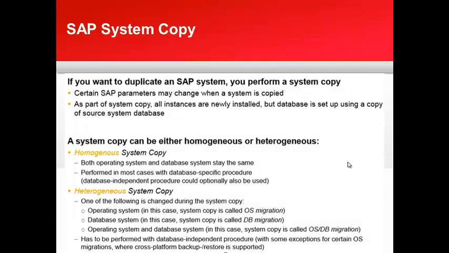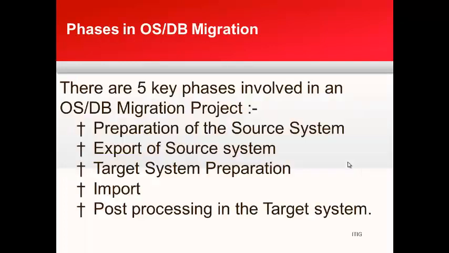Now let's see the different system copy methods which are available. So basically there are two different ways we can perform the system copy. One in which we keep the operating system and the database the same, and second in which we change either the operating system or the database, or we change both.